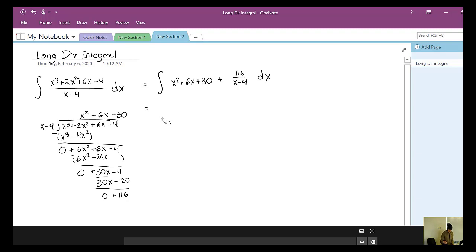And now this integral is much easier to do. So the integral of x squared is 1/3 x cubed plus 6 divided by 2, 3x squared, plus 30x plus 116 natural log of x minus 4. So it makes sense. This is just an example of how we'd apply this method to doing an integral.